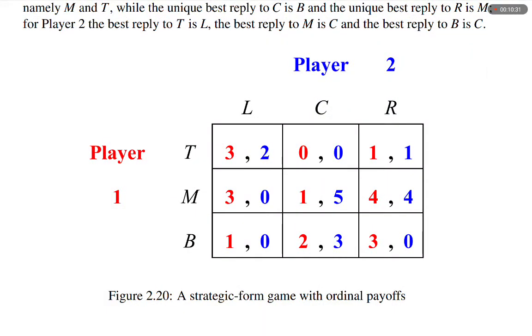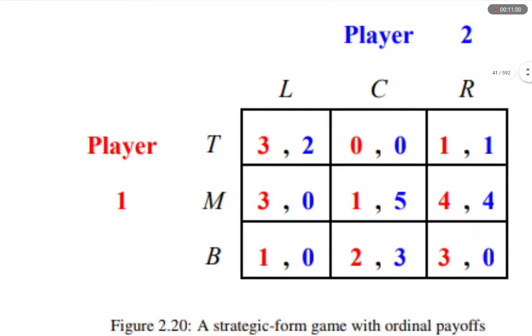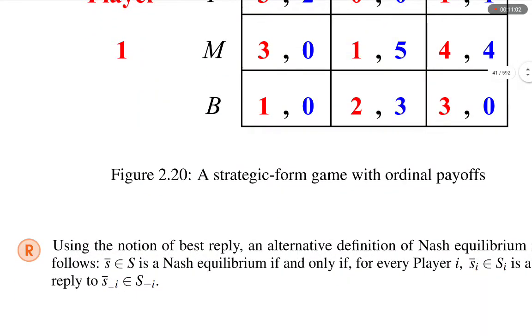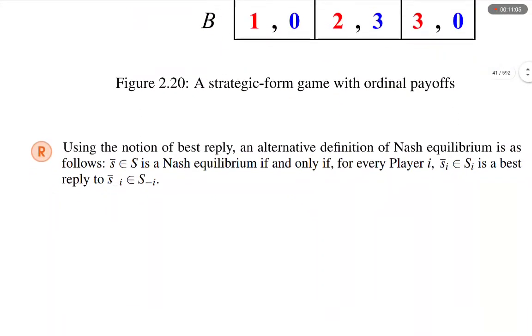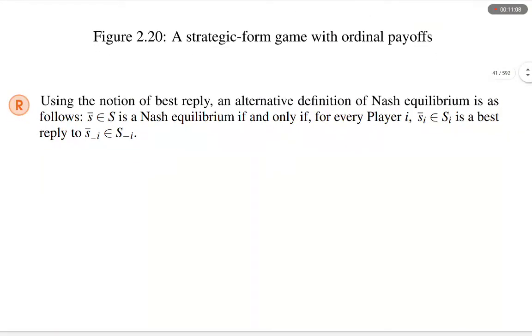We have Figure 2.20, which is a strategic form game with ordinal payoffs. It is a 3x3 grid. Player 1 has T, M, B. Player 2 has L, C, R. The payoffs are 3, 2, 0, 0, 1, 1, 3, 0, 1, 5, 4, 4, 1, 0, 2, 3, 3, 0. Again, that's Figure 2.20, a strategic form game with ordinal payoffs.